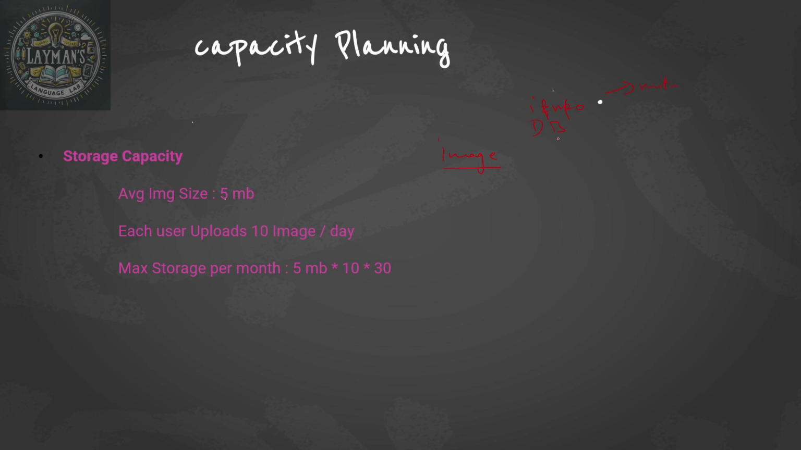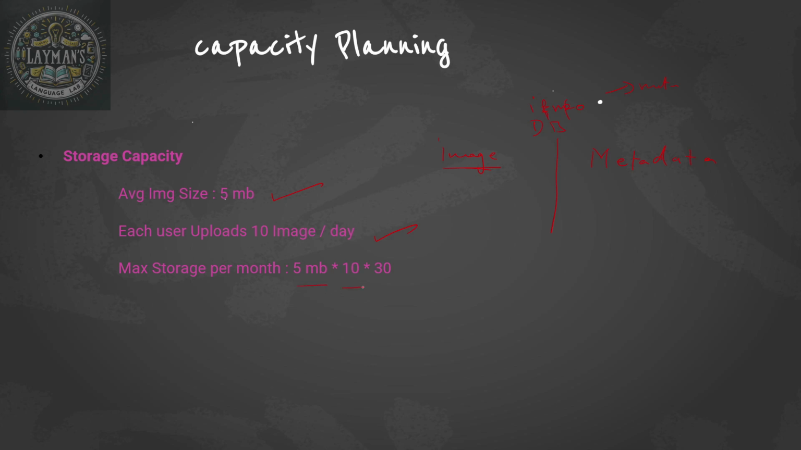So let's have two things. One is image, another thing is the metadata storage. So let's plan for the image storage. Let's assume that the average image size will be 5 MB and each user uploads 10 images per day. So in that case, how much max storage can we have per month?